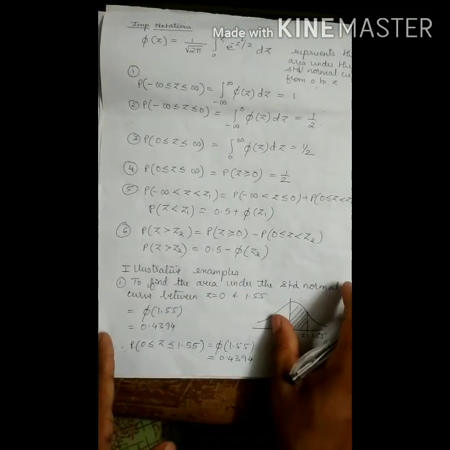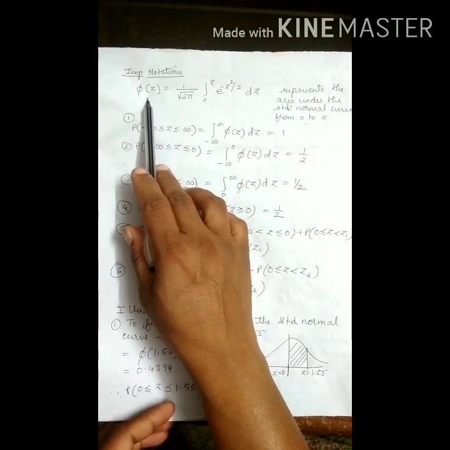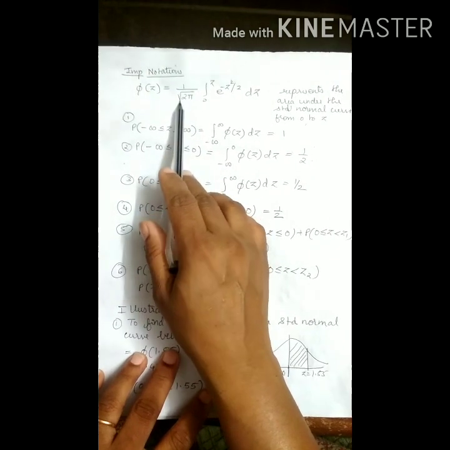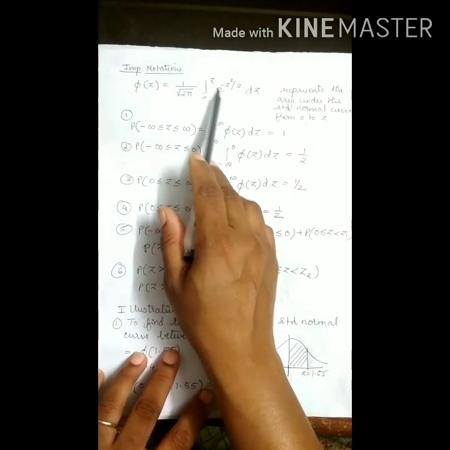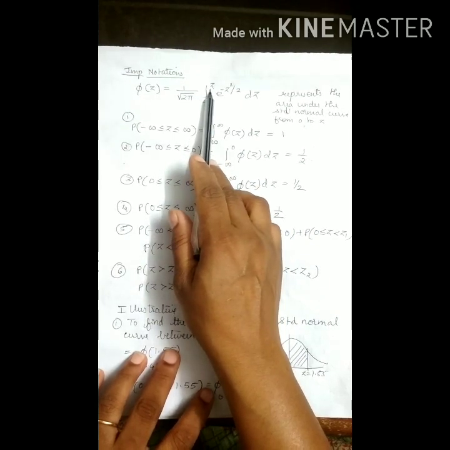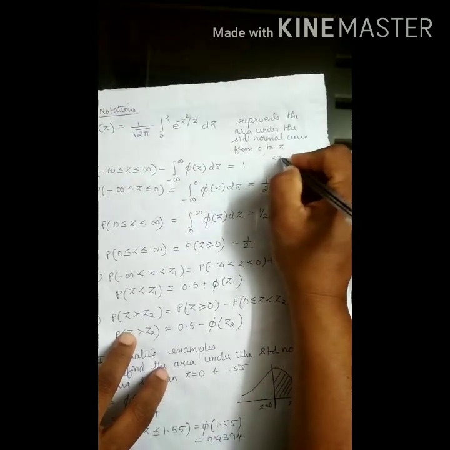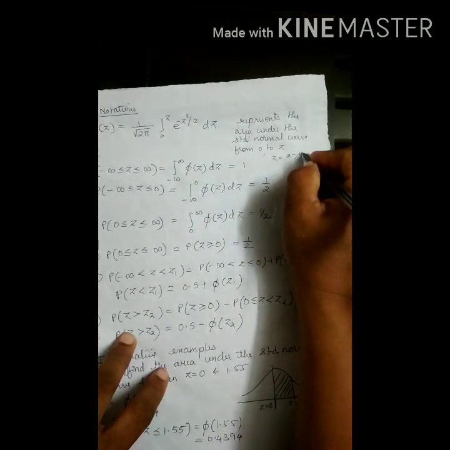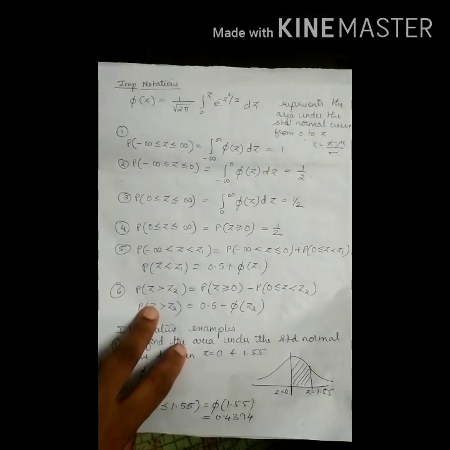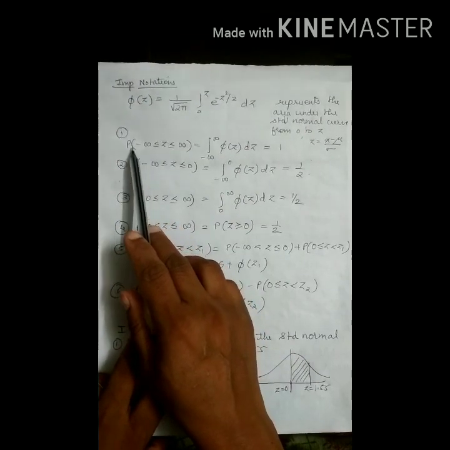We have to know some important notation. Here phi of z is termed the standard normal distribution, which is given by 1 upon root 2 pi, integral 0 to z, e raised to minus z square upon 2, dz, where z is known as the standard normal variate, which is given by z equals (x minus mu) upon sigma. This is known as the standard normal variate.